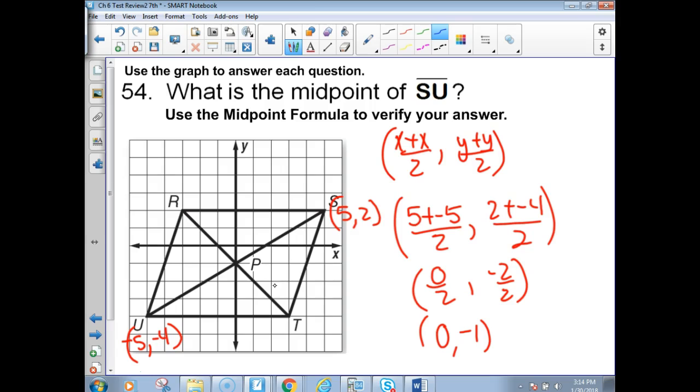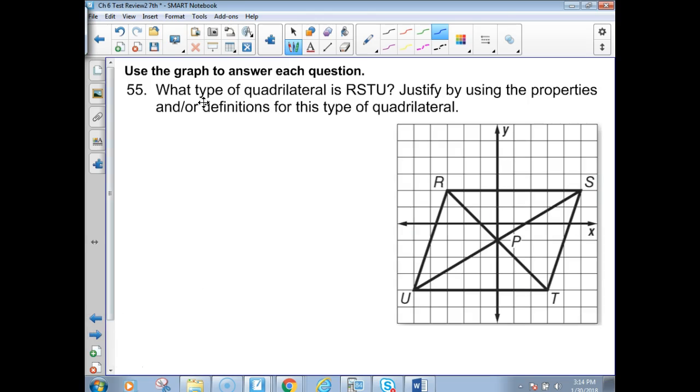I was supposed to verify that it's actually right here, and it is. Point P is the midpoint, and it was 0, negative 1. We need to know how to find it, though, and it might not be drawn. Okay, now, is that the midpoint of RT also? It is. So that tells me something. The diagonals bisect each other.